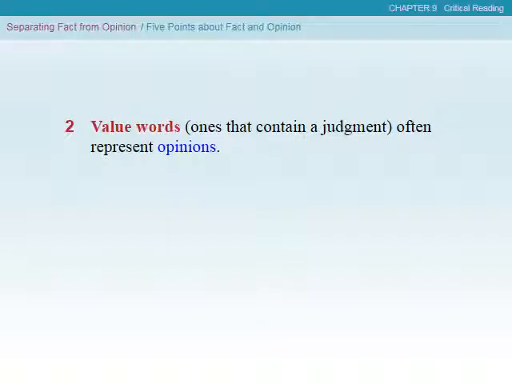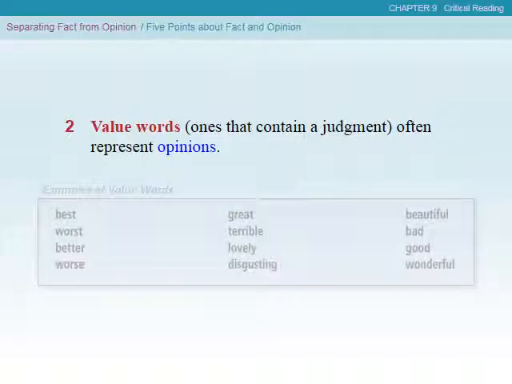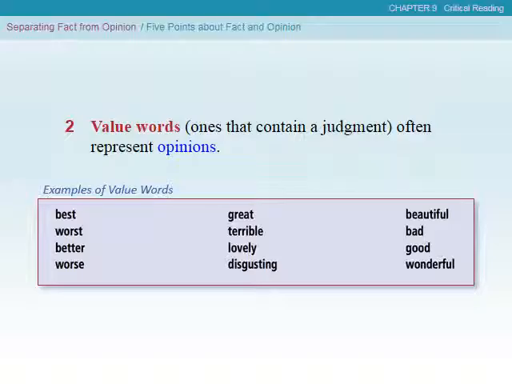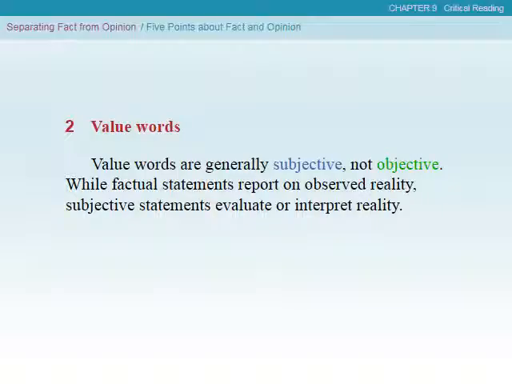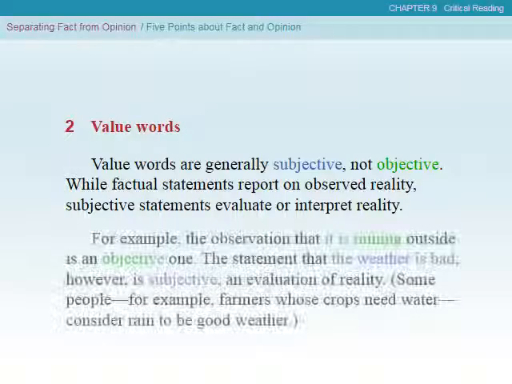The second thing is on value words. When you see value words, these ones represent opinions. So here's a list of the value words, and these are on 337. So value words are generally subjective, not objective. While factual statements report on observed reality, subjective statements evaluate or interpret reality. Okay, so what that means, subjective means opinion. Objective means like fair and balanced. So whenever you're being subjective, you're giving an opinion on something.